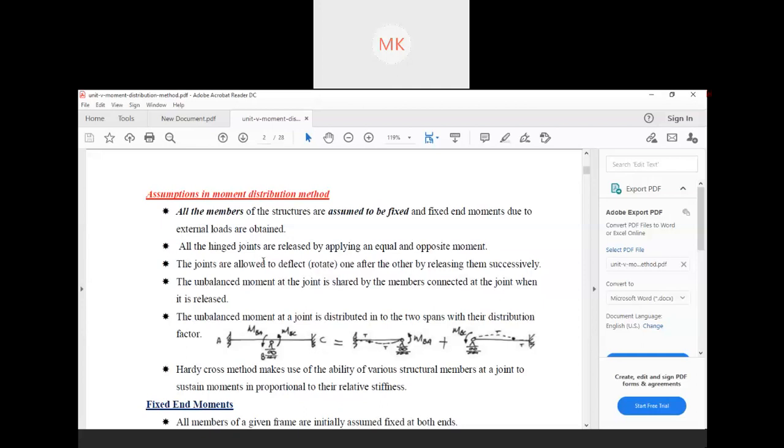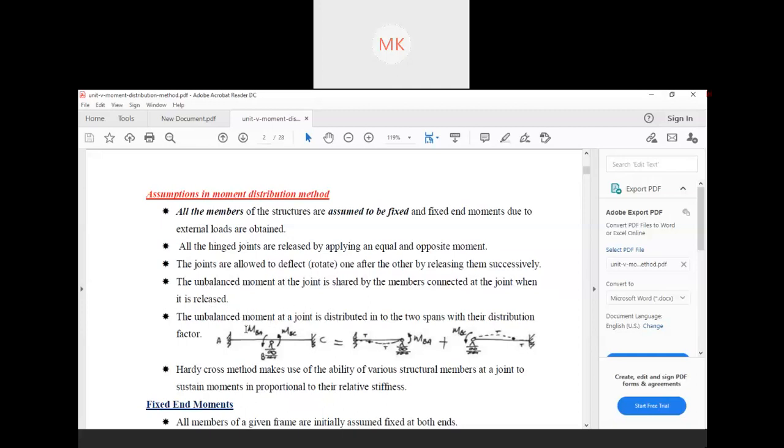All the hinge joints are released by applying an equal and opposite moment. The joints are allowed to deflect one after the other by releasing them successively. The unbalanced moment at the joint is shared by the members connected at the joint when it is released. You will be able to understand when we solve a numerical; it is very easy to see how it is balanced, how the distribution factor is used, how the carryover moment goes from each joint to another joint, each member to another member. We will come to know when we solve a numerical.